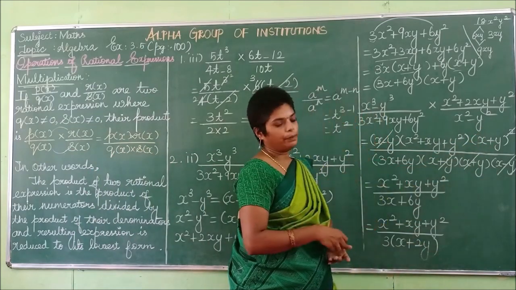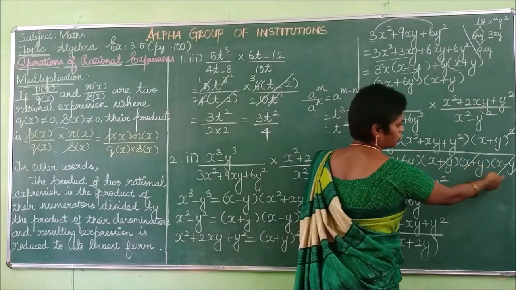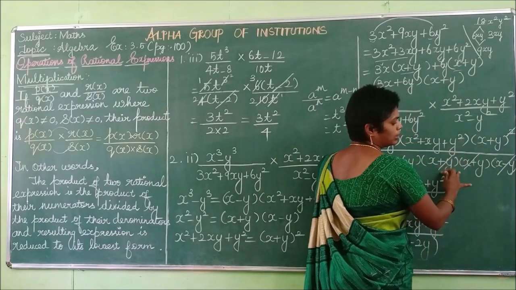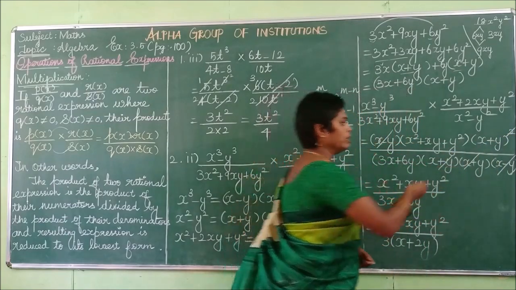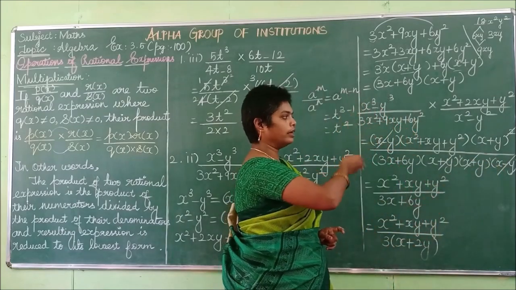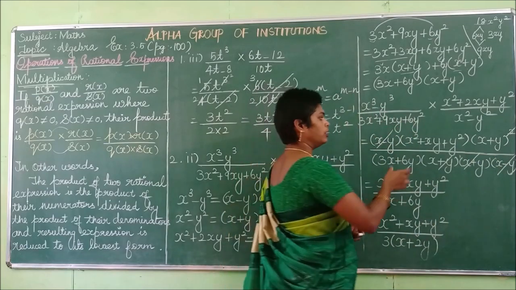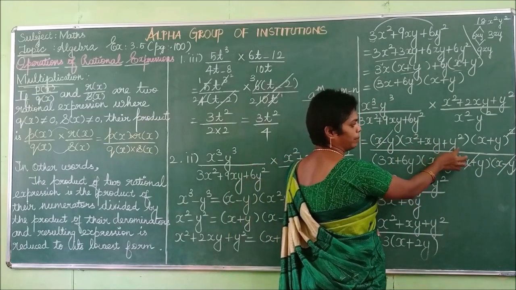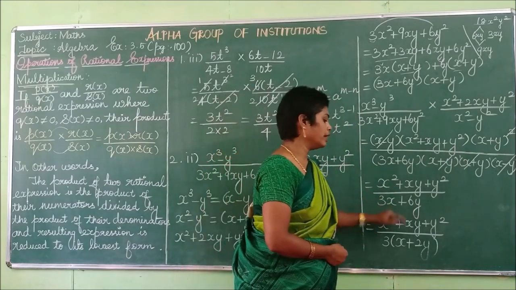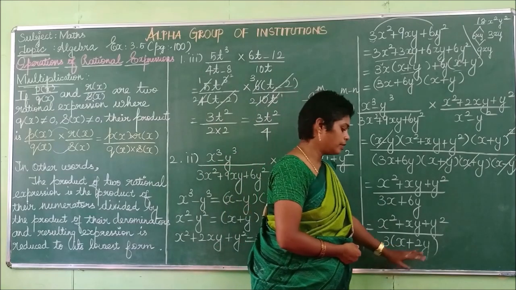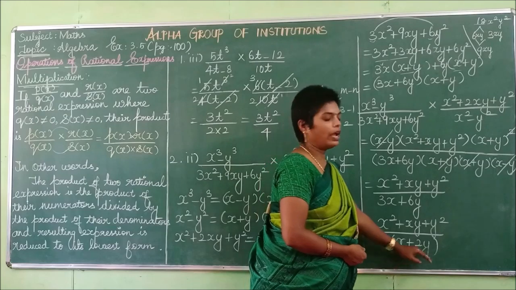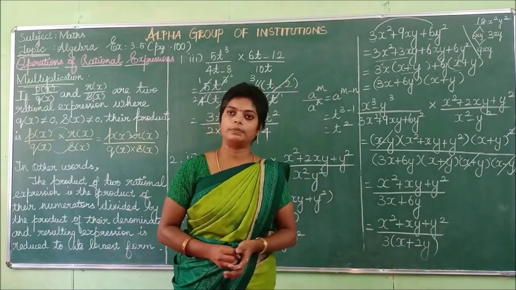Now cancel the common portions. So x minus y gets cancelled. Then here x plus y the whole squared. Listen, the denominator also has x plus y. Here power 1, here power 1. So totally the power is 2. So that 2 and this 2 get cancelled. The remaining term is x squared plus xy plus y squared divided by 3x plus 6y. So in this term we can take 3 as common. So the final answer is x squared plus xy plus y squared divided by 3 into x plus 2y.